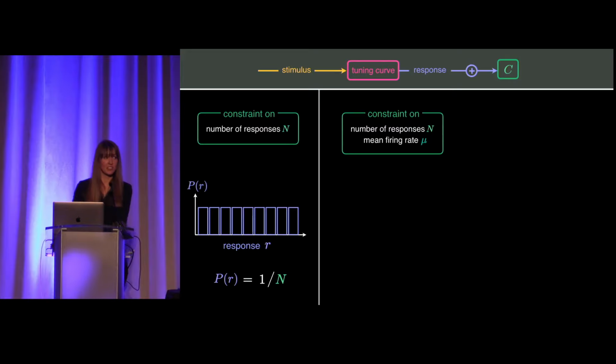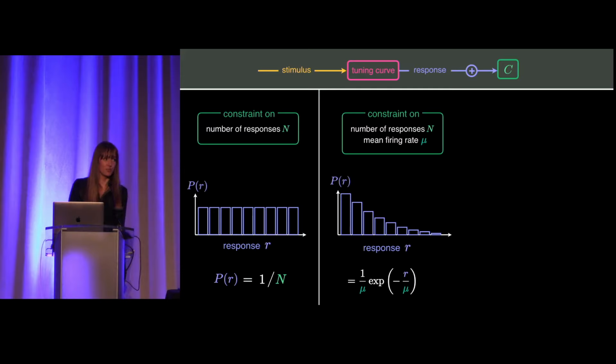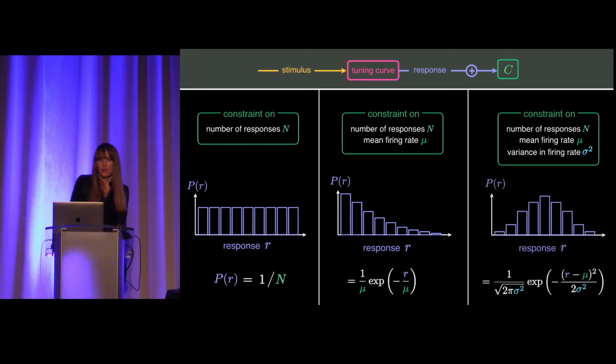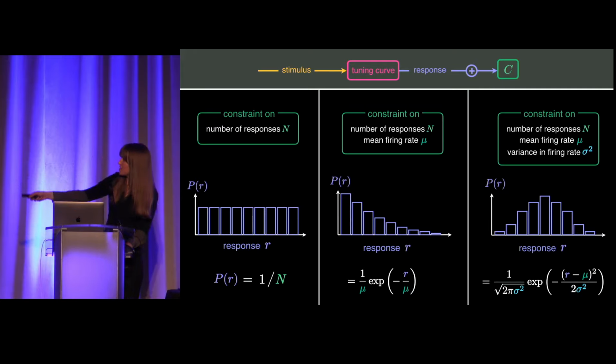So if we maximize entropy subject to a constraint on the mean firing rate, we get an exponential distribution. If we add on another constraint, not only on the mean, but on the variance in firing rates, we get a Gaussian distribution. And in these two cases, this is not specific to having a constraint on the number of responses, so we could also take this to the continuum limit and implement these same constraints.